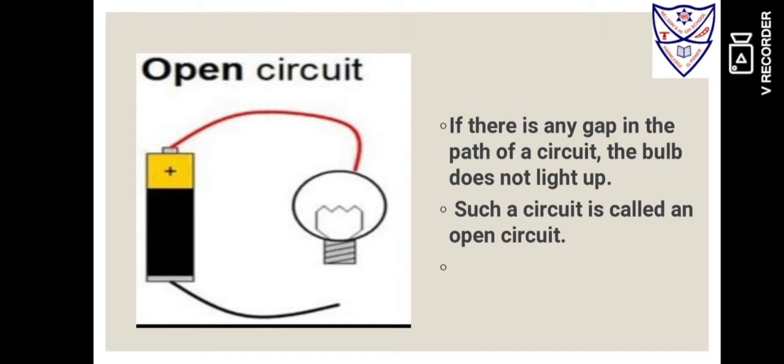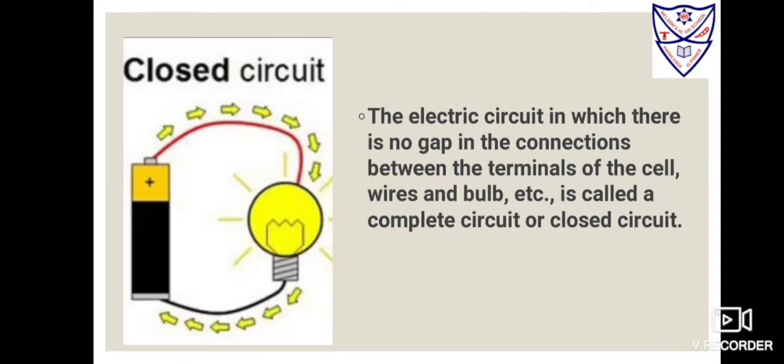Open circuit. When the circuit is incomplete, electric current does not flow through the circuit. As a result, the bulb does not glow. Such a circuit is called an open circuit. Closed circuit. When the circuit is complete, electric current flows through the circuit. This circuit is called a closed circuit. The cell, the bulb, and the connecting wires are all parts of an electric circuit.